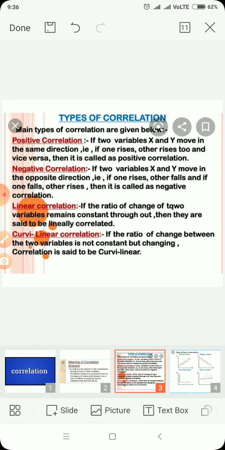Then we have types of correlation. Mainly we have four types of correlation, that is positive, negative, linear, curvilinear, or you can say non-linear. Firstly, what is positive correlation?